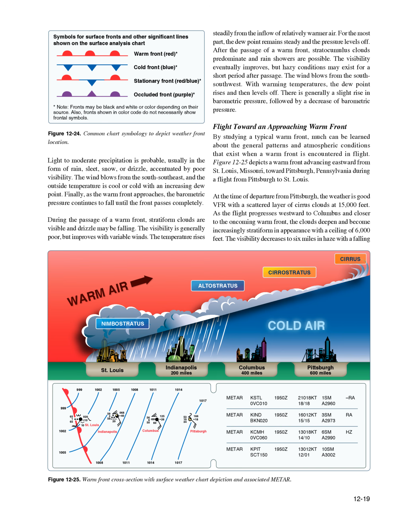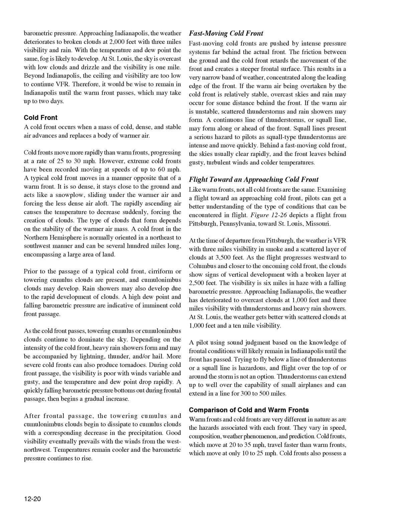Louis. At the time of departure from Pittsburgh, the weather is good VFR with a scattered layer of cirrus clouds at 15,000 feet. As the flight progresses westward to Columbus and closer to the oncoming warm front, the clouds deepen and become increasingly stratiform in appearance with a ceiling of 6,000 feet. The visibility decreases to 6 miles in haze with a falling barometric pressure. Approaching Indianapolis, the weather deteriorates to broken clouds at 2,000 feet with 3 miles visibility and rain.